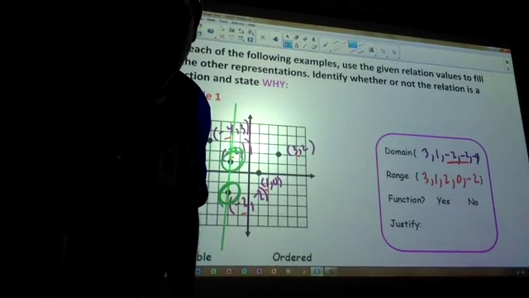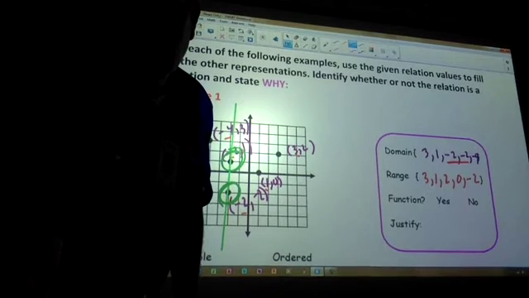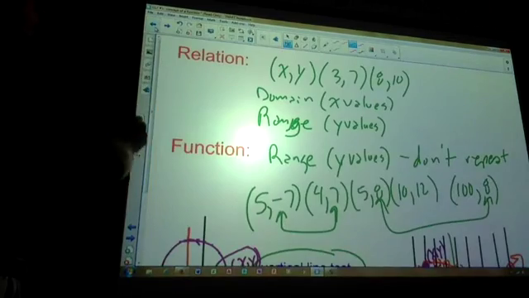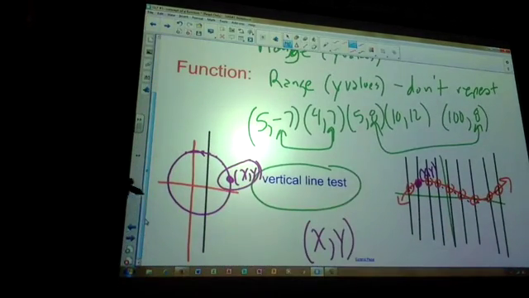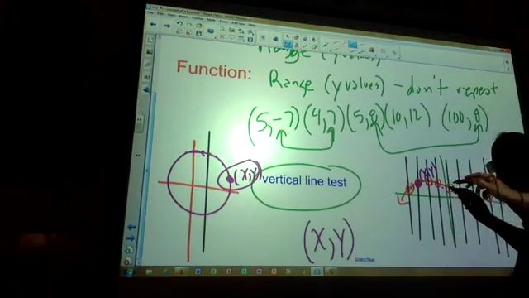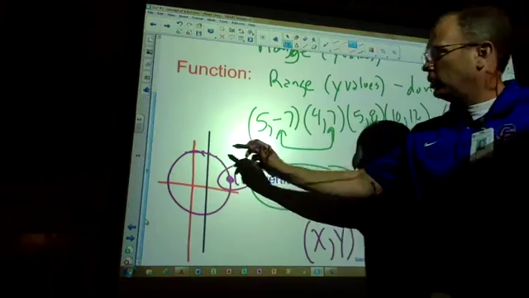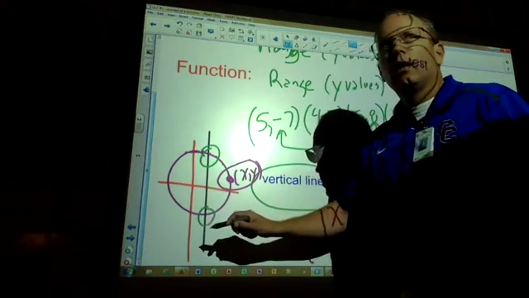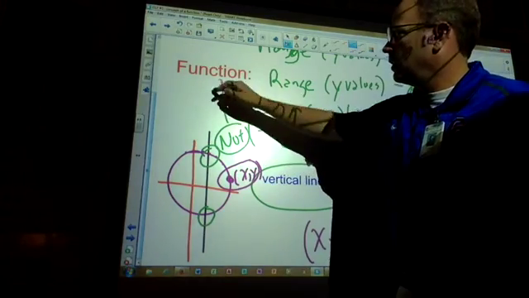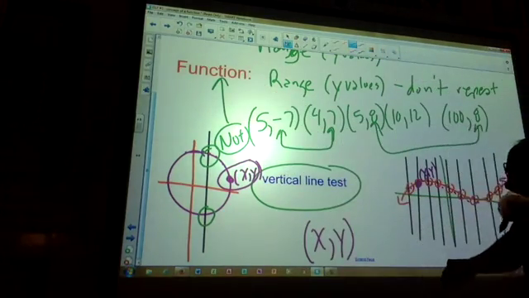I just said the vertical line test, if it doesn't pass, means what? Hang on, we just go back. Was it here? No, it was here. Vertical line test. If the vertical line test touches one time, we're fine. If it touches twice, it's not a function. Okay? It's not a function.